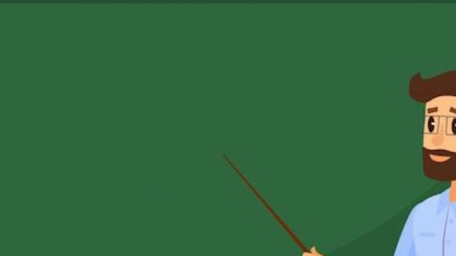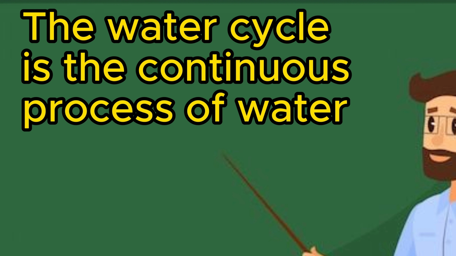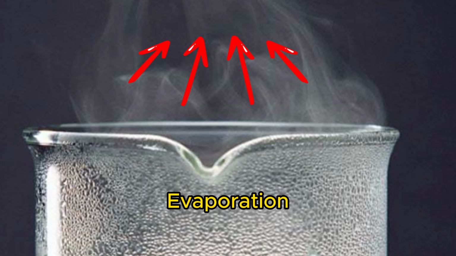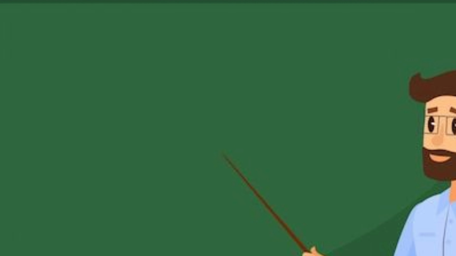1. What is a water cycle? The water cycle is the continuous process of water evaporating, condensing into clouds, and precipitating back to Earth, sustaining life and replenishing water sources.